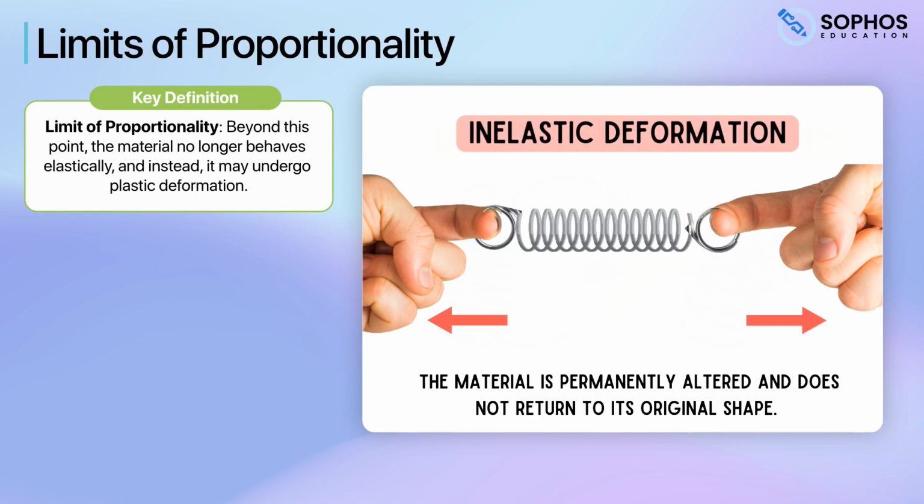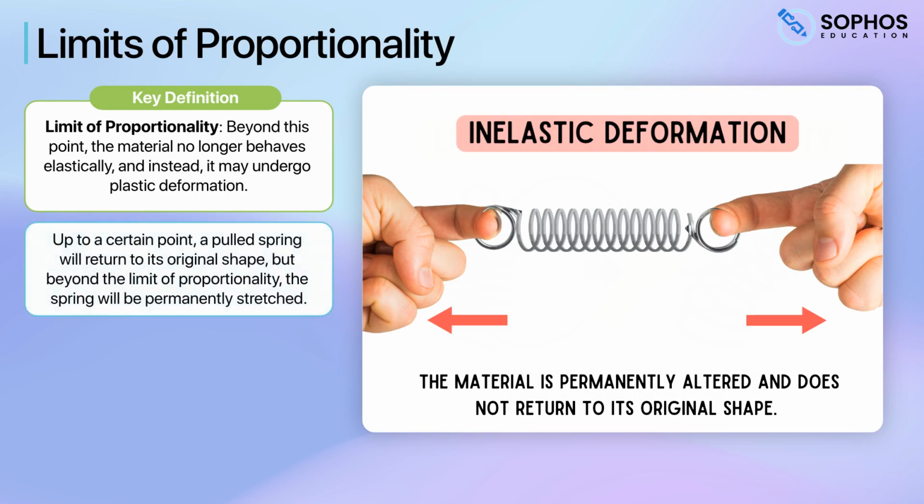Think of pulling a spring so hard that it becomes permanently stretched. Up to a certain force, the spring will return to its original shape, but beyond the limit of proportionality, the spring will not return to its original shape and will be permanently deformed.